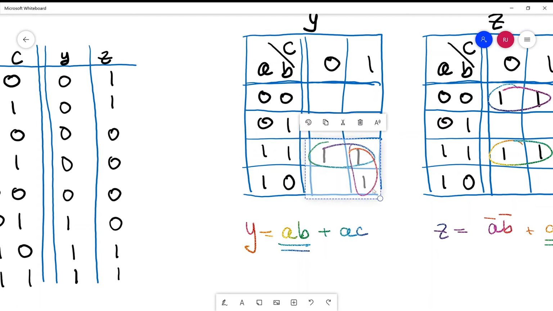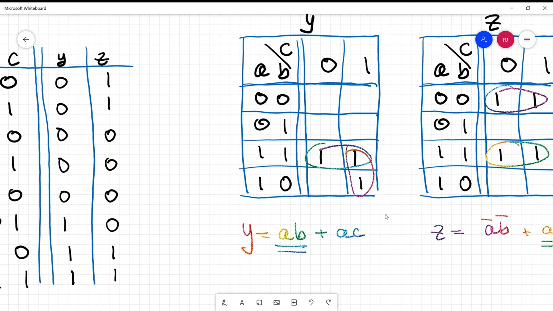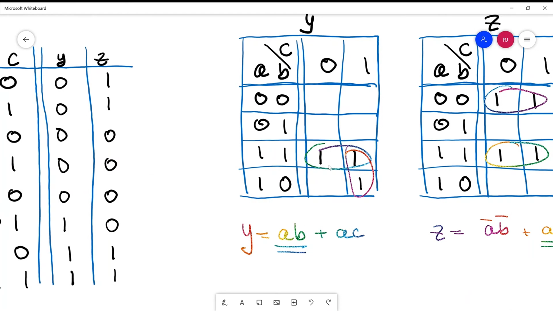And for this vertical circle here, it is high when A is 1 or high, and C is high, and it does not care about the value of B. As long as A and C are high, Y will also be high. So you've got your sum of products again, and the expression is given down here, Y is equal to AB plus AC, and this will match what we have in the Karnaugh map here.